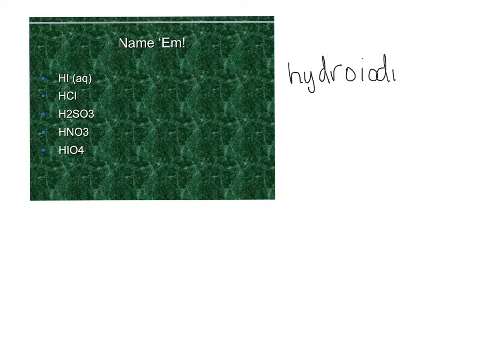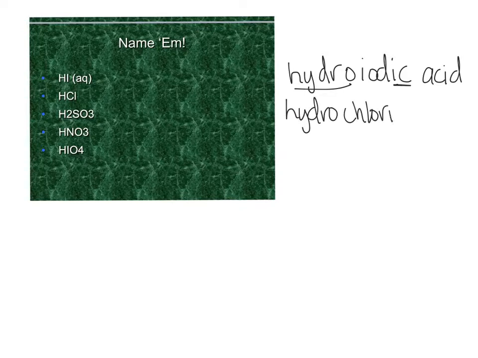All right, so this one is hydroiodic. Why are we ending with ic? Why do we end with ic? Do we ever end with anything else on a binary? There you go. All right, good. All right, so the next one, binary or ternary? Binary again. So we're going to say hydrochloric acid. You see that ic ending and the hydro beginning.